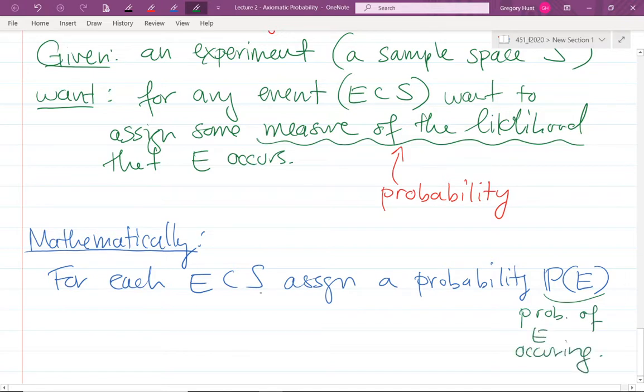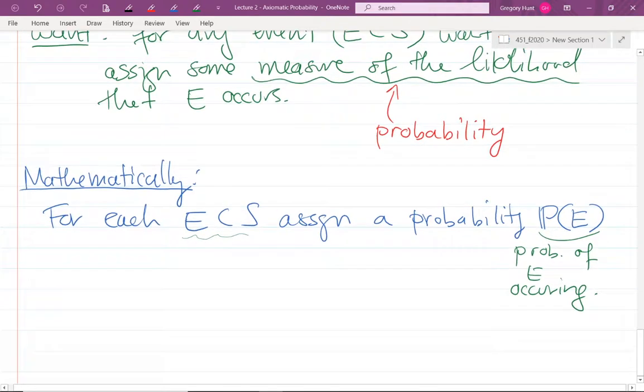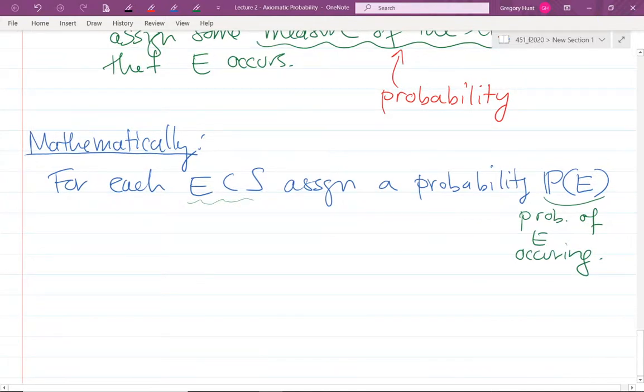So for each subset of my sample space, that is each event, I want to assign a probability to that event. So for each E, that's a subset of my sample space, I'm going to assign a probability P of E. So we're effectively going to be building up a probability function. So this P is a probability function. It's a function that takes in subsets of the sample space and spits out the probability of that subset. It takes in events and it spits out the probability of that event.